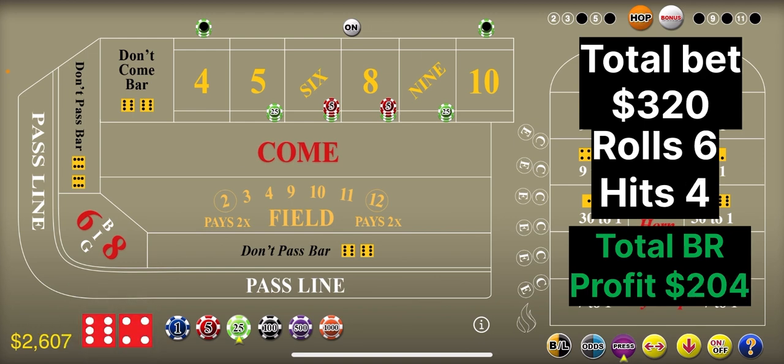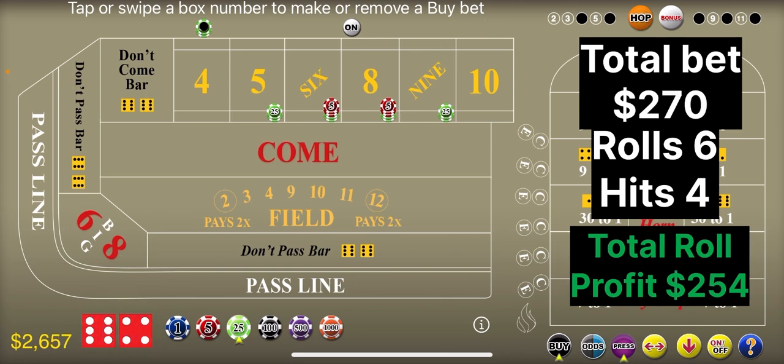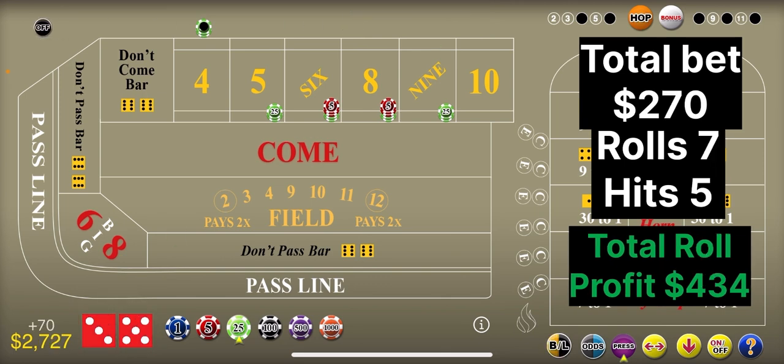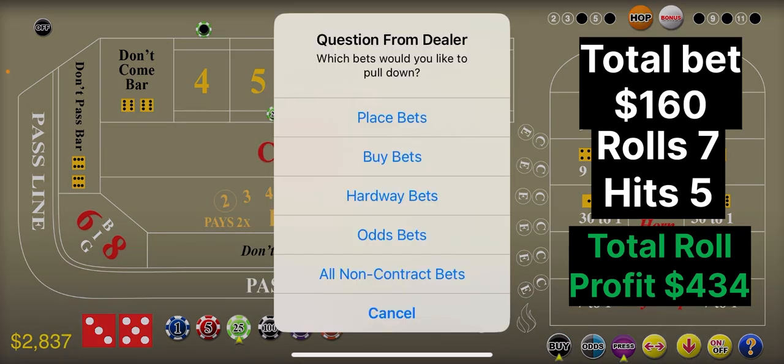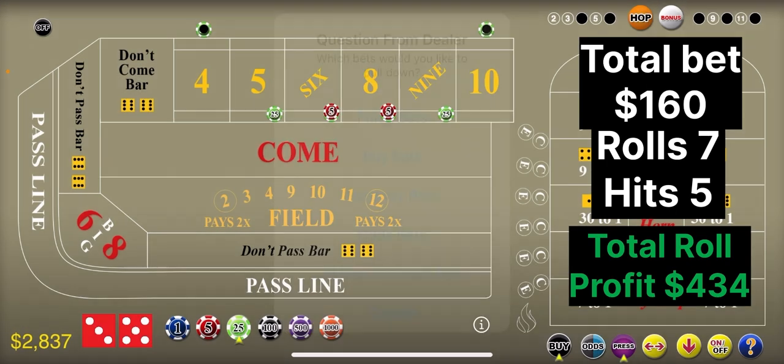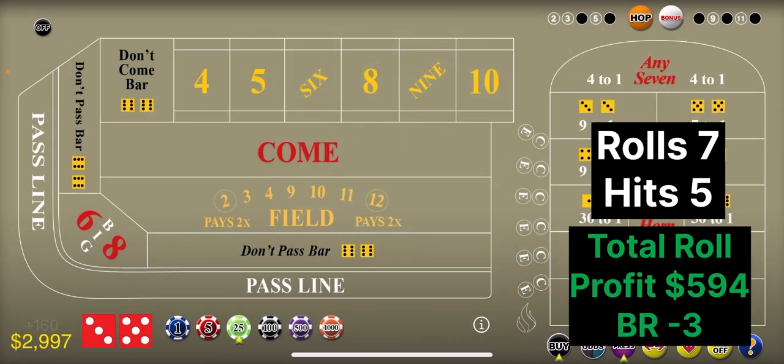Rolled a 10. We hit the good one. That's $100, and we'll bring it down. We hit the 8, which is $70. So we have $170. We are now even, 100% even. Let me show you. We're going to remove all bets. Well, we're $3 down. We're going to put them back.